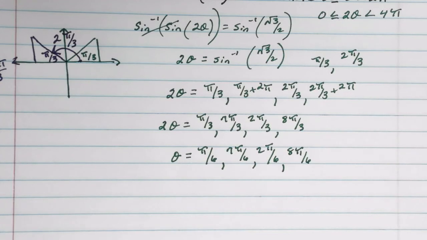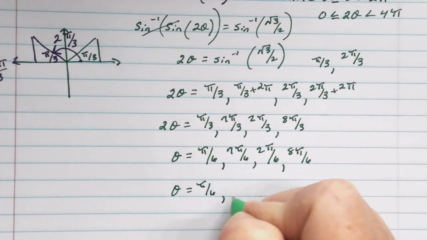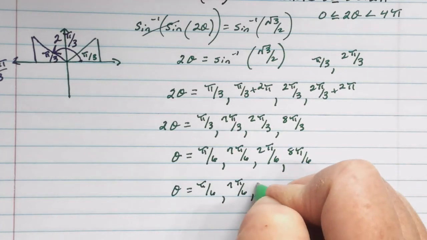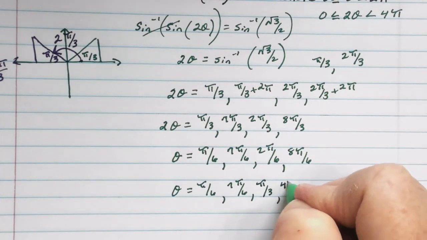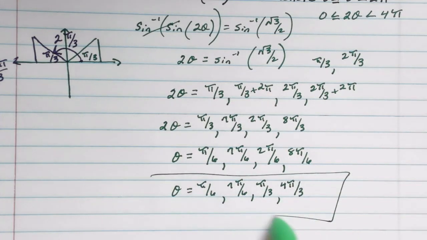Okay, let's reduce these. We got pi over 6 is our final answer, 7 pi over 6, 2 pi over 6, which is pi over 3, and 4 pi over 3. And this is our final answer.